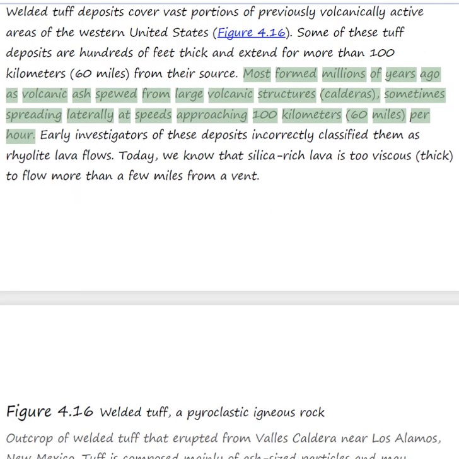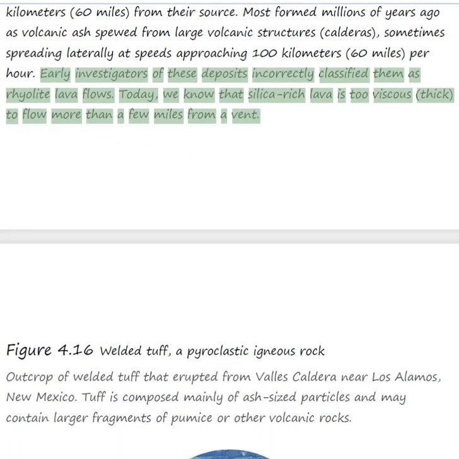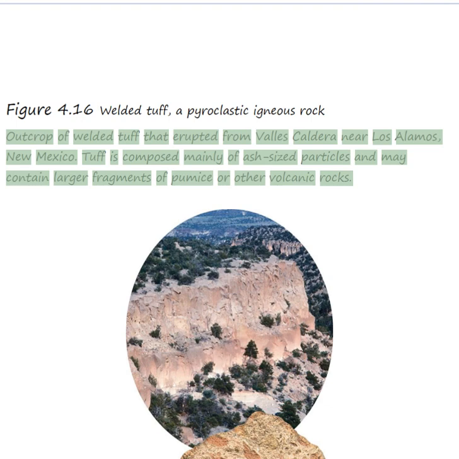Most formed millions of years ago as volcanic ash spewed from large volcanic structures, sometimes spreading laterally at speeds approaching 100 kilometers per hour. Early investigators of these deposits incorrectly classified them as rhyolite lava flows. Today, we know that silica-rich lava is too viscous to flow more than a few miles from a vent. Outcrop of welded tuff that erupted from Valles Caldera near Los Alamos, New Mexico.